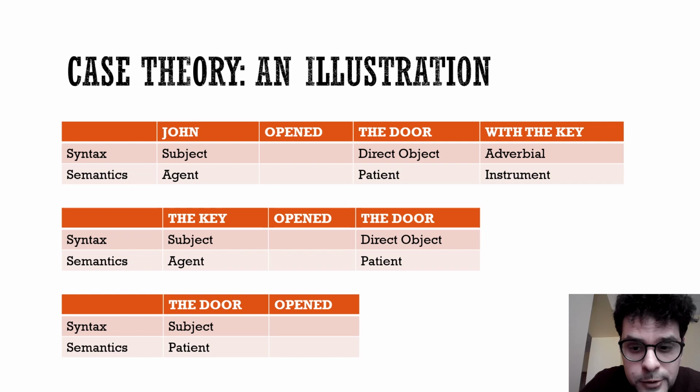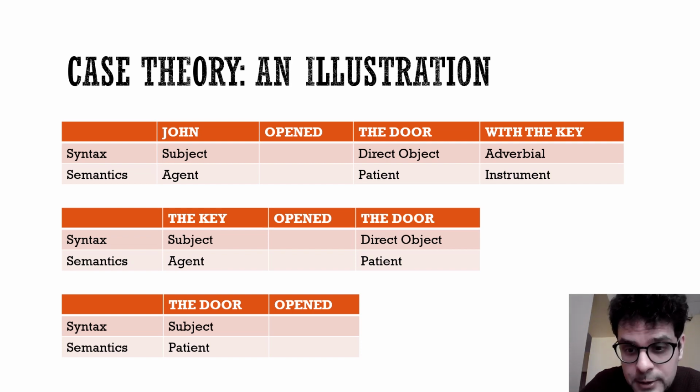However, let's look at the breakdown of syntax and semantics. If we take the first sentence, John opened the door with a key, from the perspective of the syntactic level, John is a subject. Open is the verb, so the predicate we'll call it. The door is a direct object, and with the key would be adverbial. You may remember these notions from your course in grammar in the first semester.